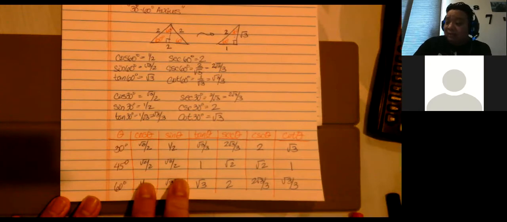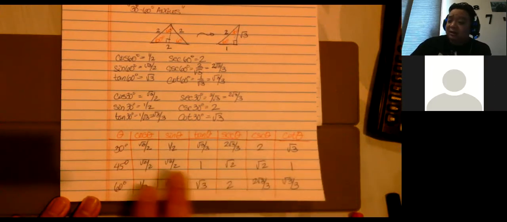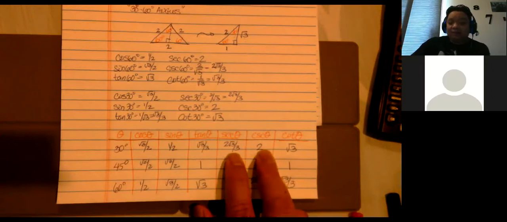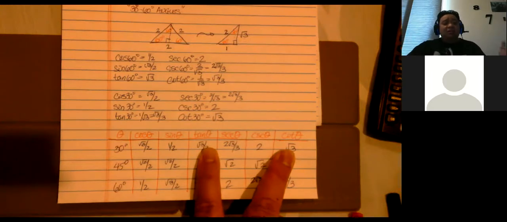So why is that? Well, because you can use your identities to find the other ones. Namely, once you know these, then secant and cosecant are simply the reciprocals. So just flip whatever you have memorized to find secant and cosecant. Then how do you find tangent and cotangent? Well, to do tangent and cotangent, you're gonna do sine theta over cosine theta.